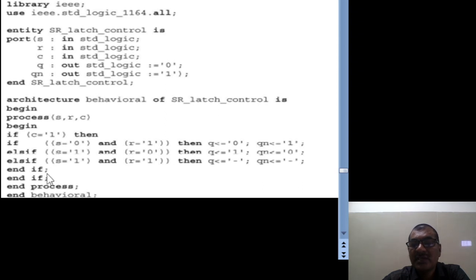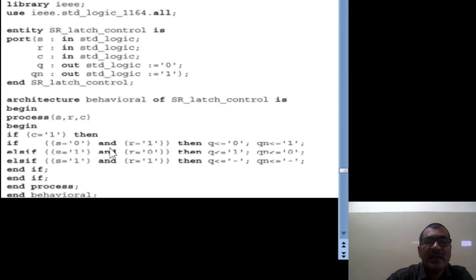So there are two end ifs here. One is for the first if, which is used for checking the clock signal, and another one is for checking the S and R inputs. So like that, in the behavioral model case, you can write the program.